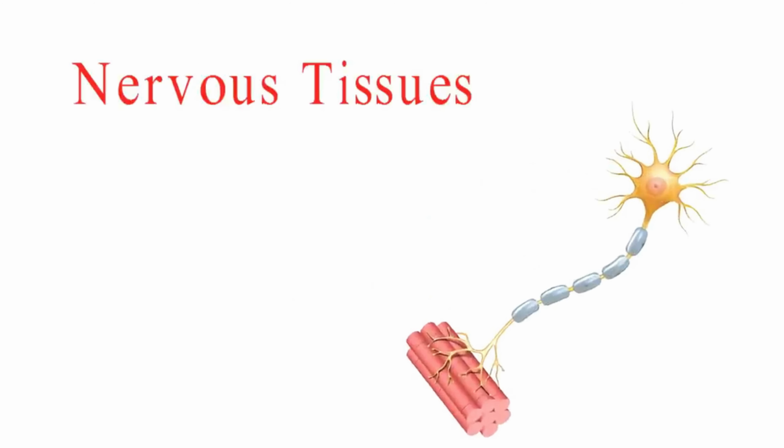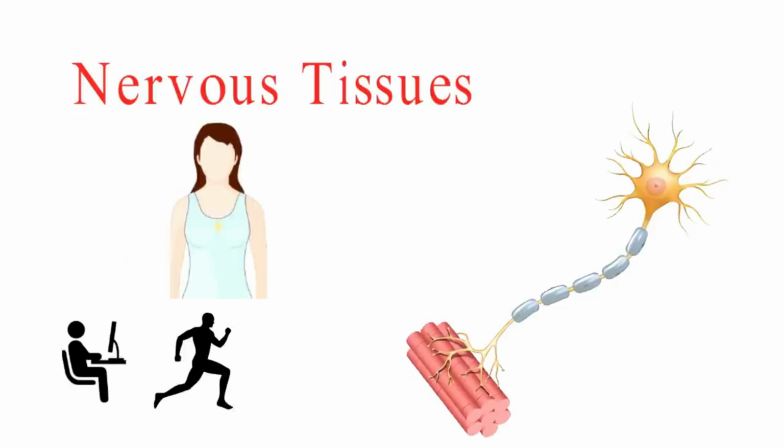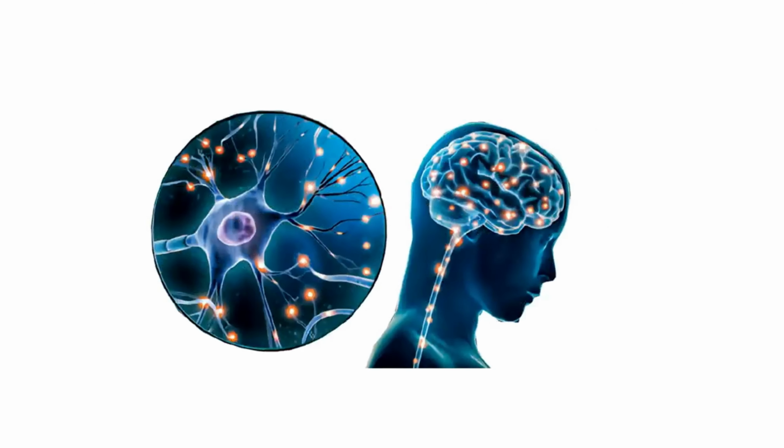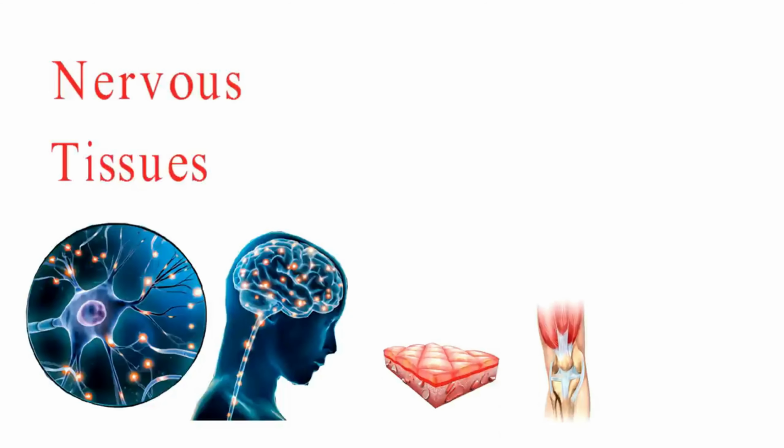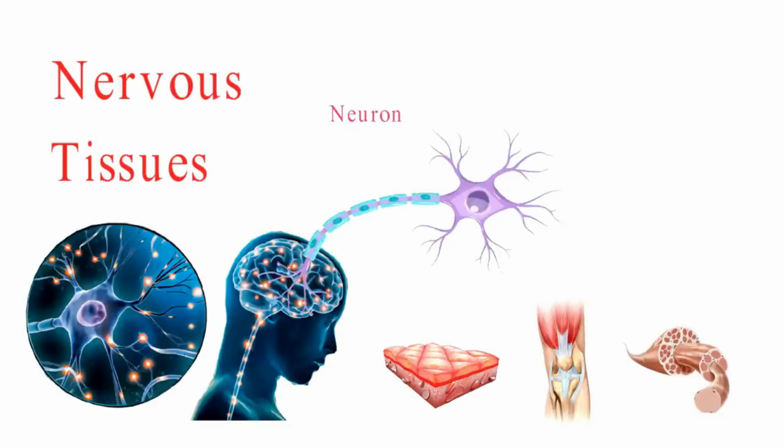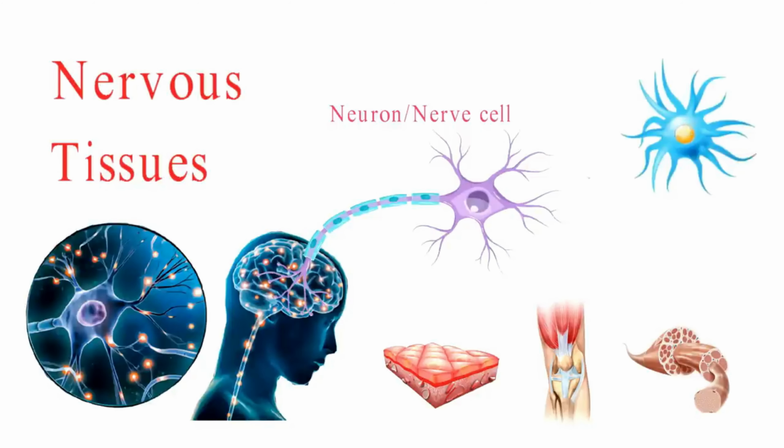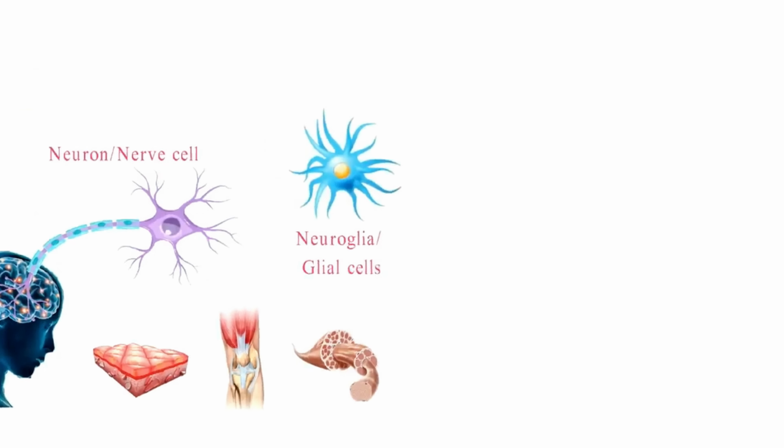Nervous tissue. It's a fundamental part of our bodies and plays a crucial role in how we function. So, let's dive right in and explore what nervous tissue is all about. Nervous tissue is one of the 4 primary types of tissues in the human body, alongside epithelial, connective, and muscle tissues. It's primarily composed of 2 main components: neurons, often referred to as nerve cells, and neuroglia, also known as glial cells.